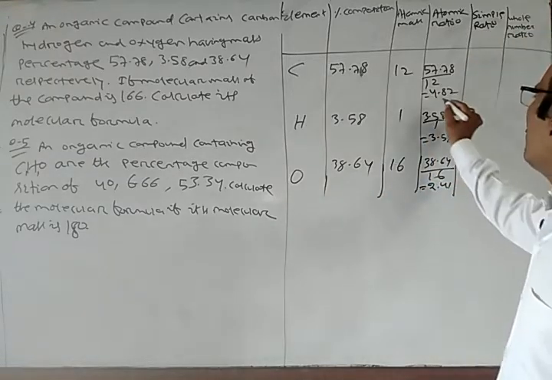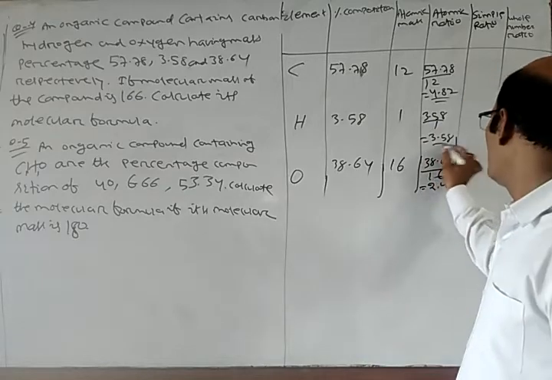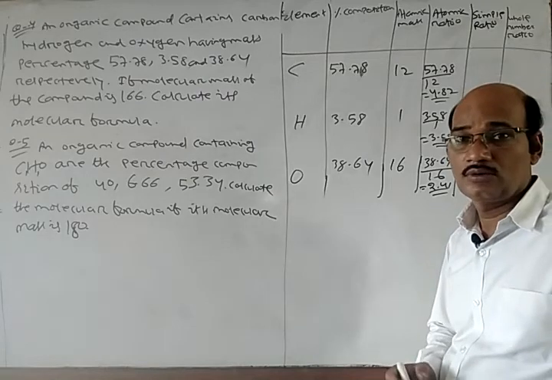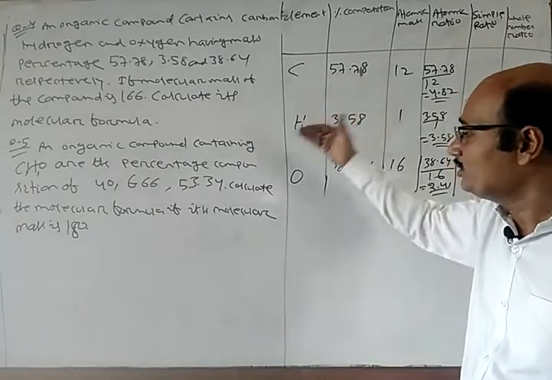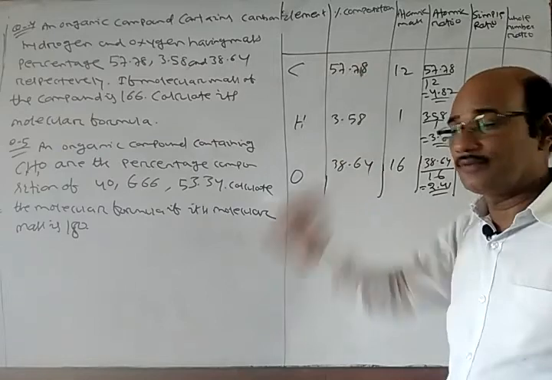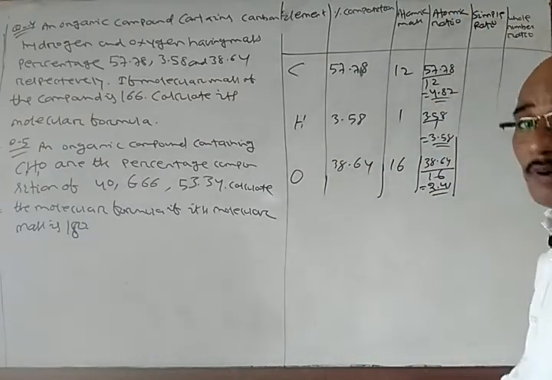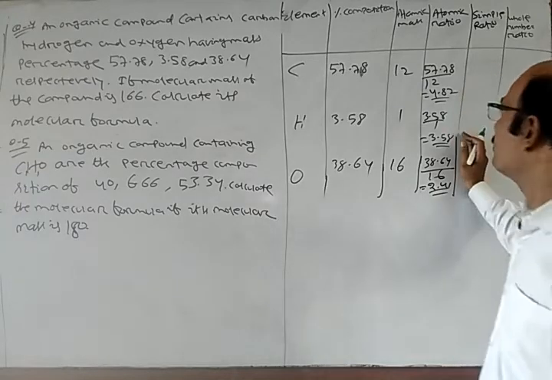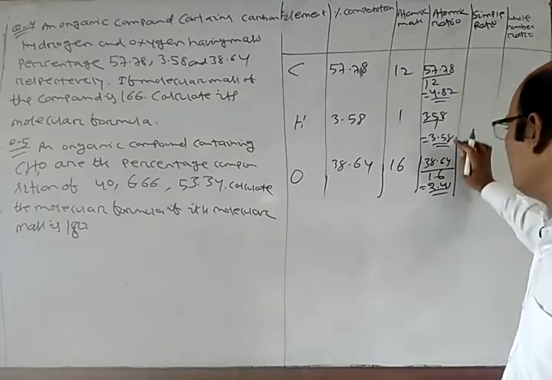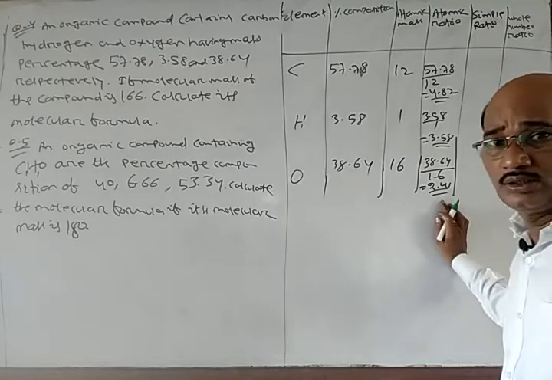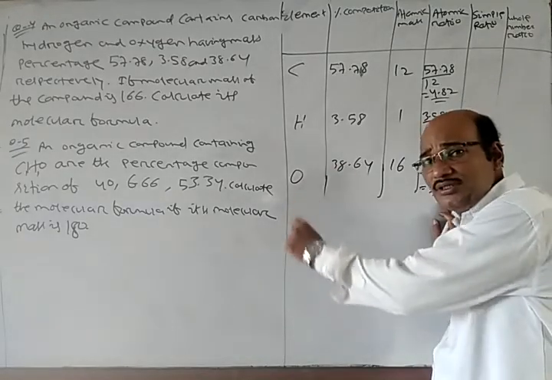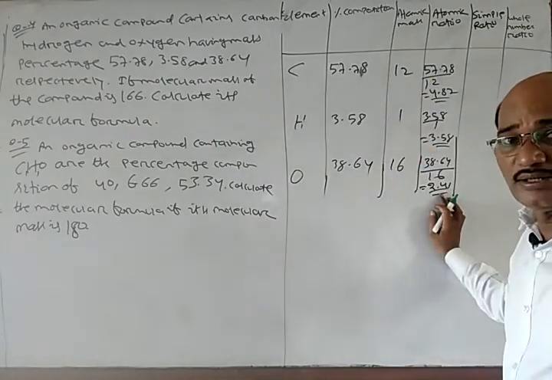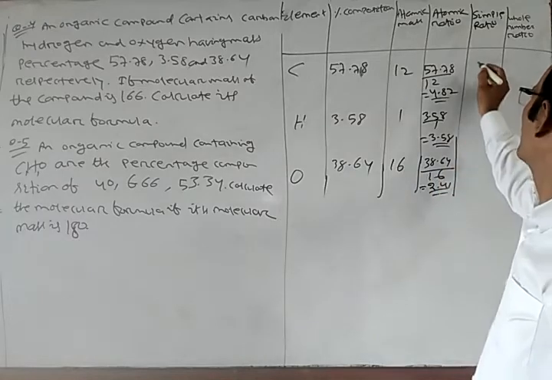So this 4.82, 3.58 and 2.41 are the atomic ratio of carbon, hydrogen and oxygen in the compound which we have taken. Now from this we will find out the simple ratio. How can we find a simple ratio? Carbon is 4.82, hydrogen 3.58 and oxygen 2.41. The atom which has the smallest value, you divide all by that, then you will get the simple ratio.